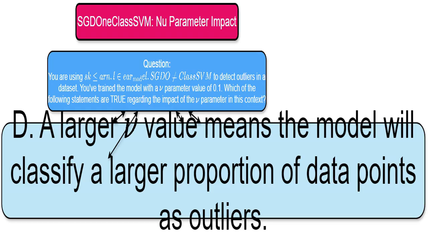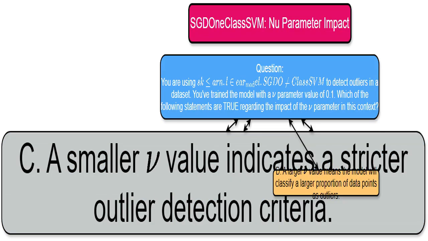I understand this. A higher new means the model anticipates more outliers. It's like setting a wider net. Therefore, a larger fraction of data points will be labeled as outliers. This statement is correct. A lower new is like using a fine-toothed comb. The model expects fewer outliers. It's more discerning and demands stronger evidence before classifying something as an outlier. It's stricter because the model is more conservative.